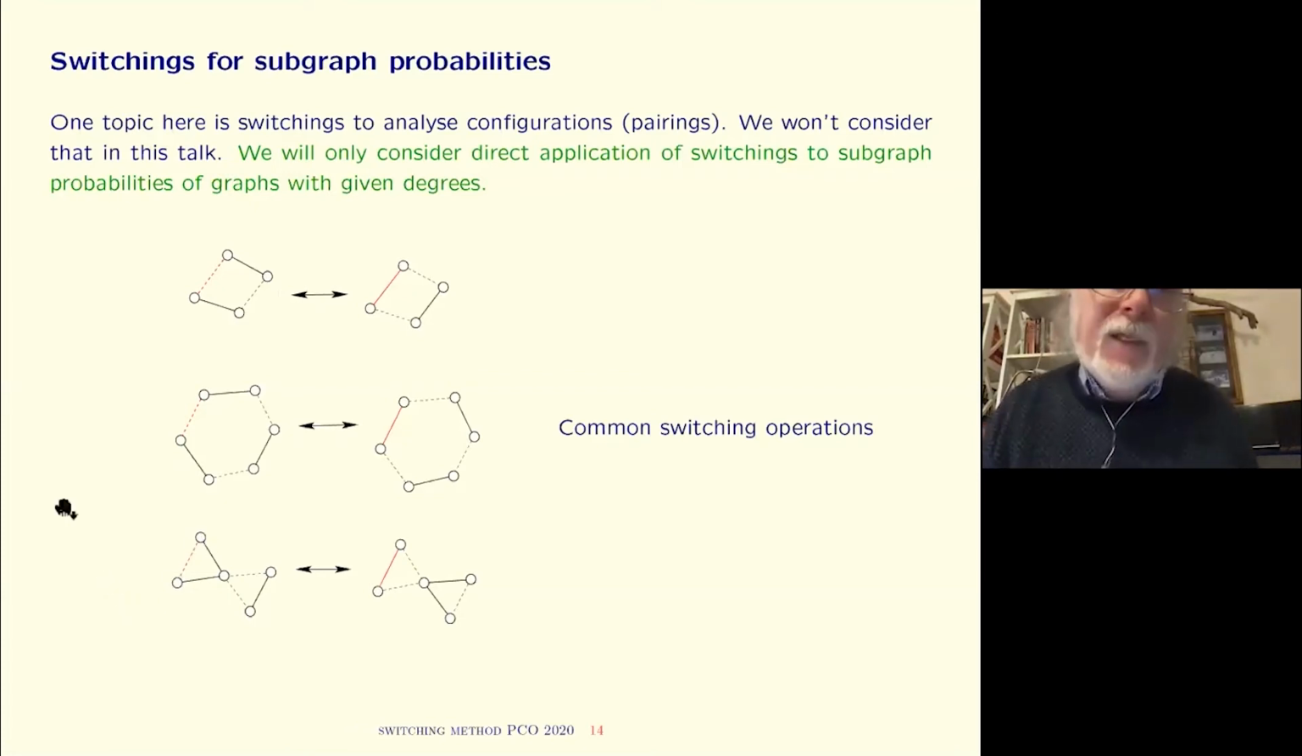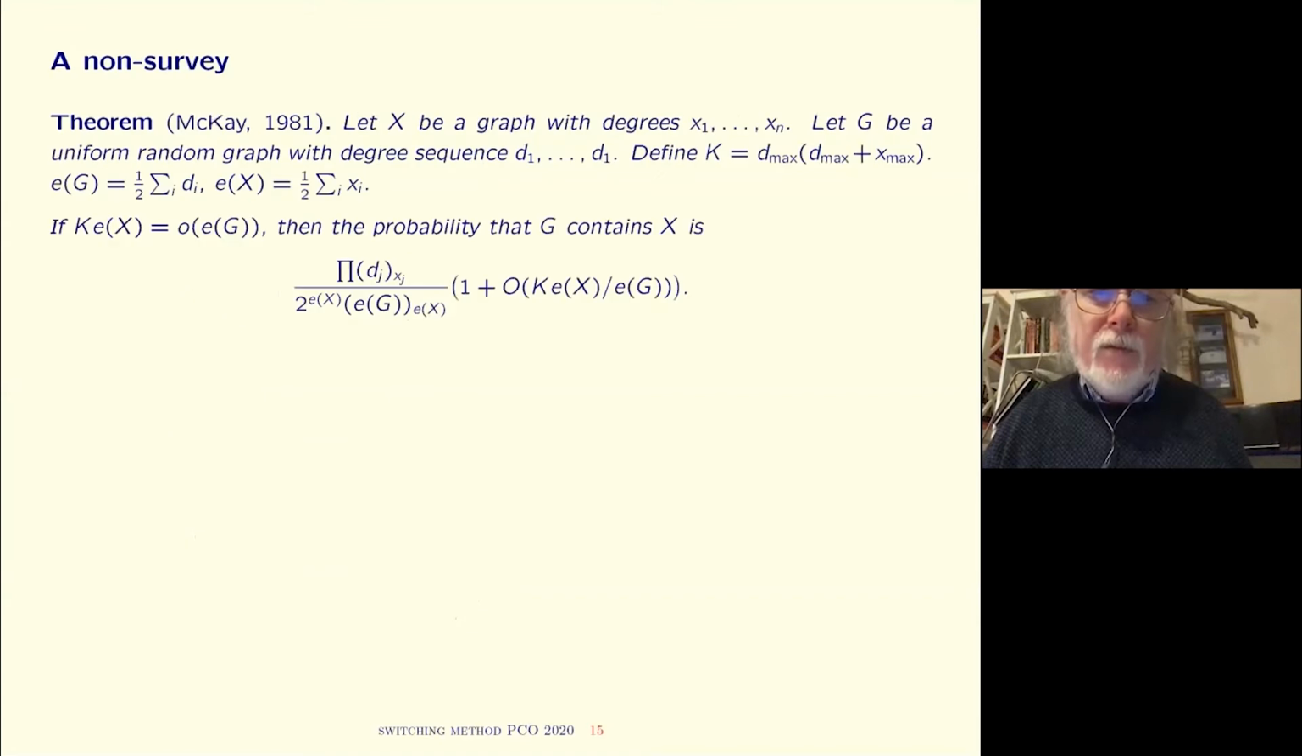And you can switch along the alternating path. The last one looks strange, but use it in conjunction with the second one and you get better counting properties. I haven't got time to go into that. The first theorem of this nature I proved in 1981.